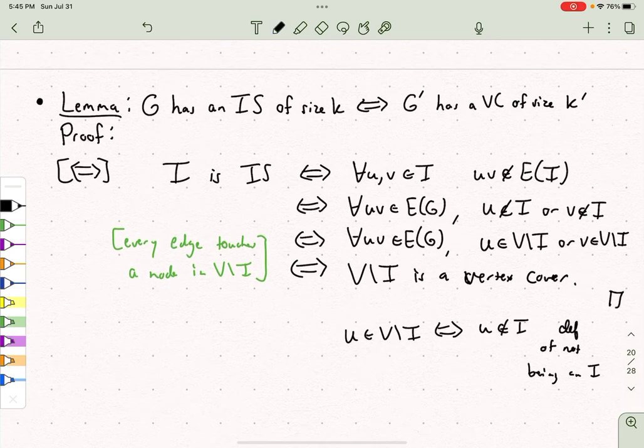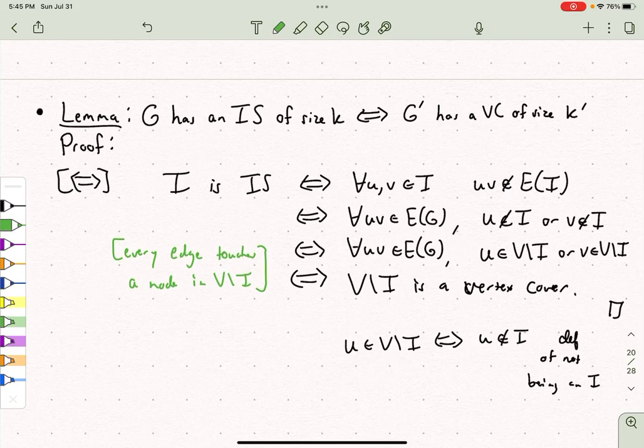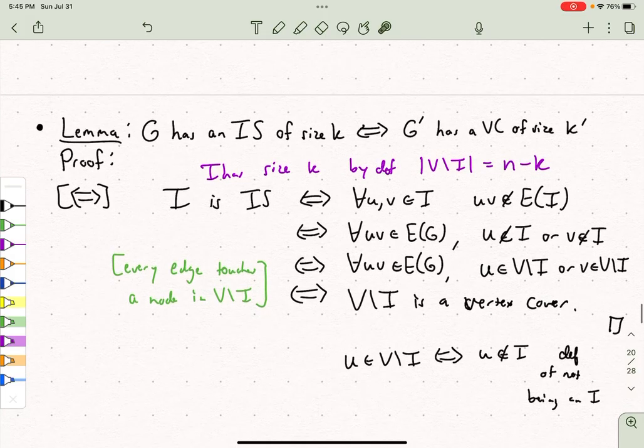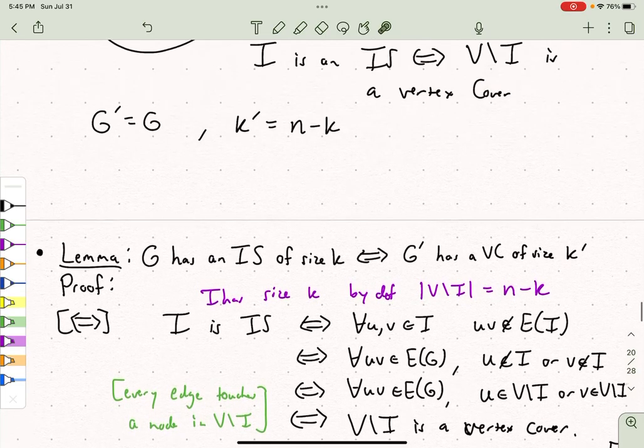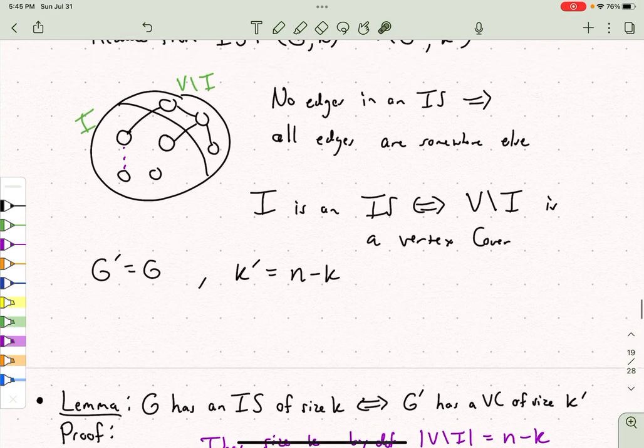So again, we get a nice simple proof because the two problems are so related. And obviously, if I has size k, then by definition, the size of V minus I is equal to n minus k, because it's everything not in the independent set. So that part's also equivalent. So really the algorithm is just solve the vertex cover problem on the same graph, but with a much bigger value. And if it's a true statement, we output true, otherwise we output false.